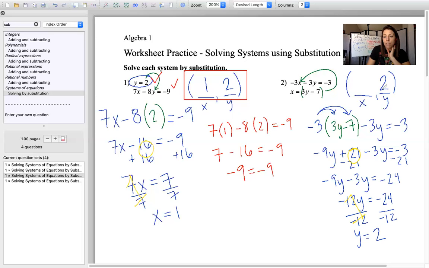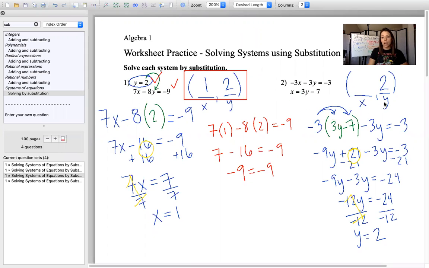So now I have found that y equals 2 here. I wasn't given that information. I had to use what I was given, the fact that I knew x was equivalent to this expression, to find that y equals 2. Now, I'm only aware of half of the solution at this point.